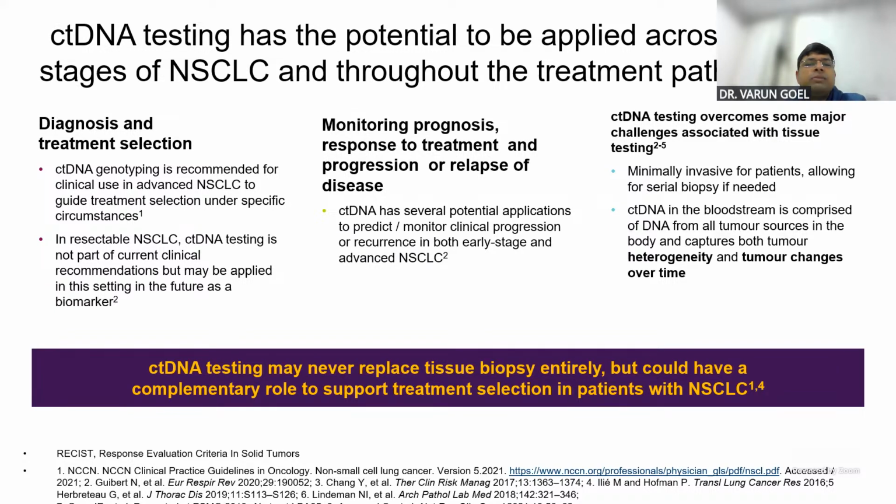ctDNA has several potential applications to predict or monitor clinical progression or recurrence. Radiologically, it may take time to show if the patient is progressing, but if we want to monitor our treatment, we can order ctDNA. It is more sensitive and a minimally invasive method, and many times tissue is not possible to obtain, maybe because it is in the bone or deep in the lung, or many times the patient refuses. ctDNA in the bloodstream is comprised of DNA from all tumor sources in the body. It captures both tumor heterogeneity and tumor changes over time.